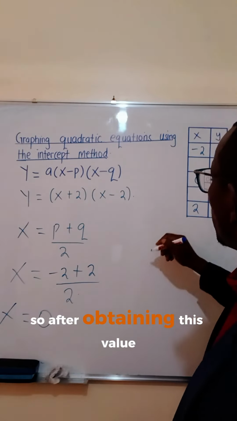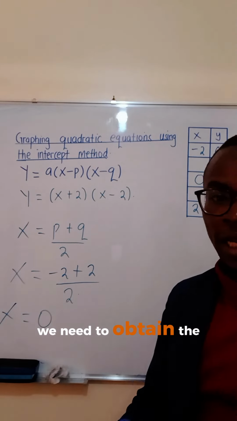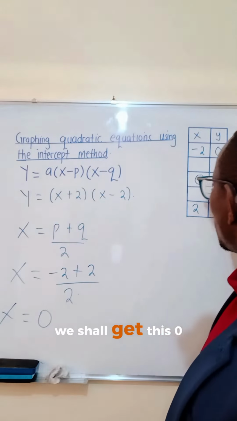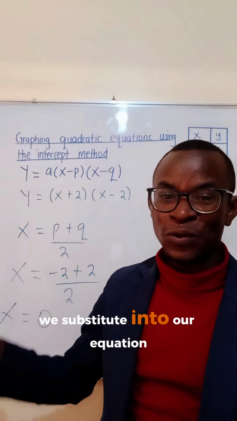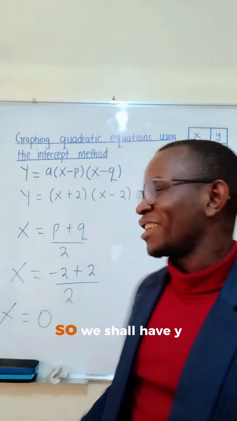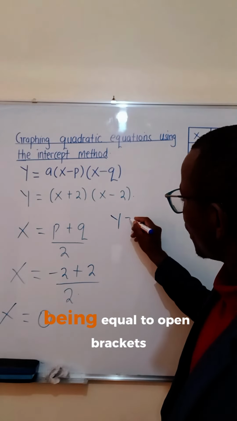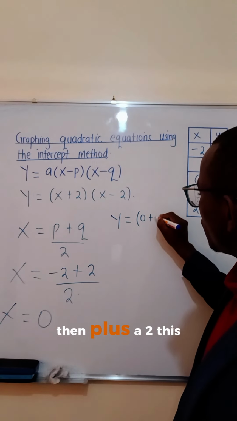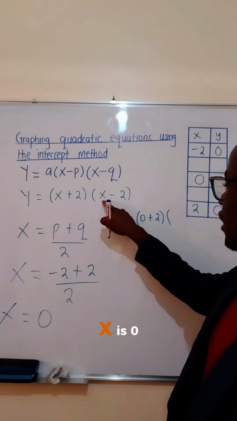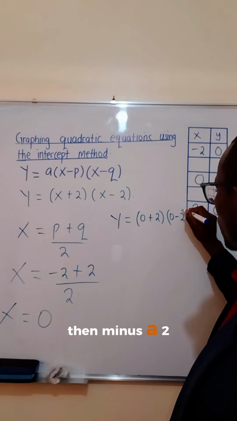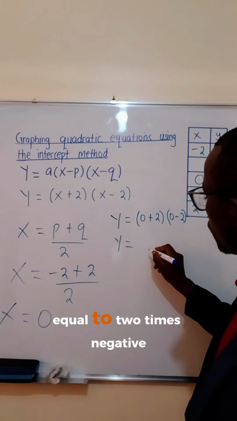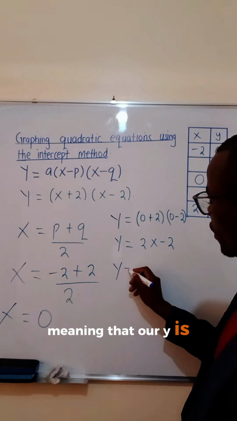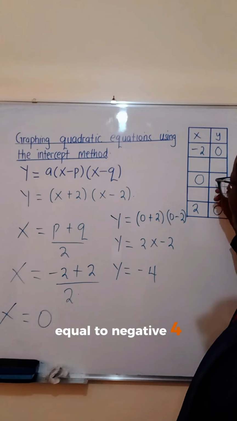So, after obtaining this value, we need to obtain the y value. How do we obtain the y value? We shall get this 0, we substitute into our original equation. So, we shall have y being equal to (x plus 2)(x minus 2), where x is 0, so 0 plus 2, 0 minus 2. So we shall have y equal to 2 times negative 2, meaning that our y is equal to negative 4.